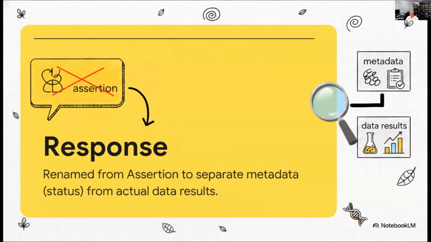We also had to do a bit of jargon busting. A major change was renaming our core term assertion to response. This wasn't just semantics. It was a deliberate move to disambiguate it from similar Darwin Core terms that were causing friction. Crucially, this new name cleanly separates the metadata about a test, the response status, from the actual data output itself, the response result. It's so much clearer now for both human readers and automated implementation tools.